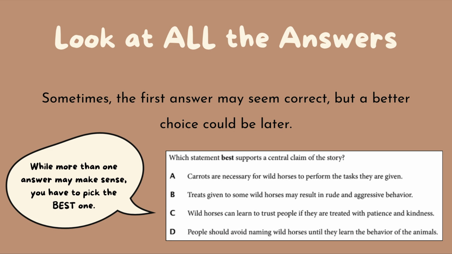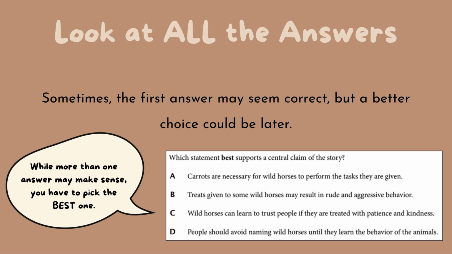You also want to make sure that you look at all the answers. Even if you look at the first one and you think it's correct, you might want to keep looking because there might be a better choice that pops up later. While more than one answer could make sense, in this case, where it says which statement best supports a central claim of the story, even though there might be more than one that does make sense, you have to pick the best one.